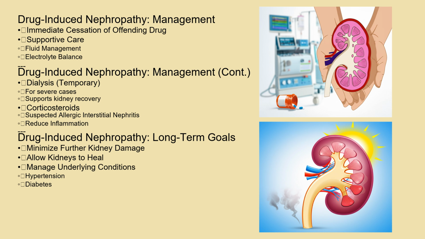The cornerstone of drug-induced nephropathy management is to immediately stop the offending medication. Supportive care, such as fluid management and electrolyte balance, is also crucial. In some cases, dialysis may be necessary to temporarily replace kidney function while the kidneys recover. If allergic interstitial nephritis is suspected, corticosteroids may be used to reduce inflammation. The overall goal is to minimize further kidney damage and allow the kidneys to heal as much as possible. Management of underlying conditions like hypertension or diabetes is also important for long-term kidney health.